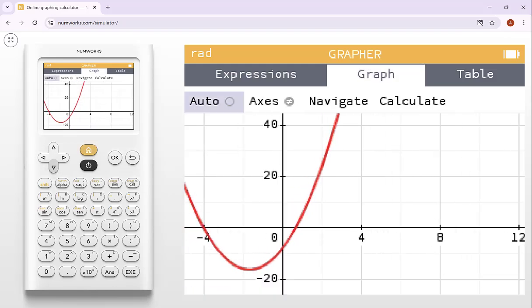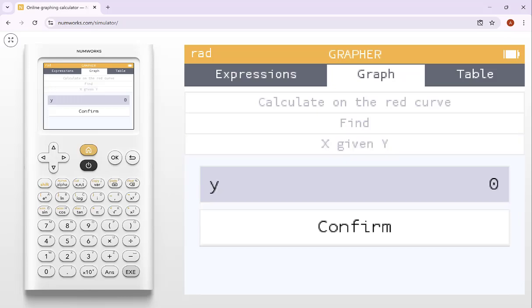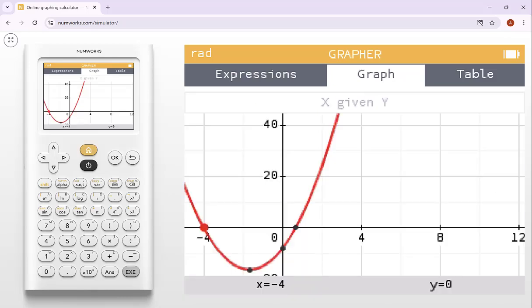If I go up here again to calculate, find x given a y. If I give a y value of 0 and confirm, it'll spit out an answer. Notice my cursor was all the way to the left, so it spit out the x-intercept that was closest to that cursor. Completely unnecessary, but it's just multiple ways to do this in your calculator. Just graph it and look for the x-intercepts and the y-intercepts. It'll find it for you.